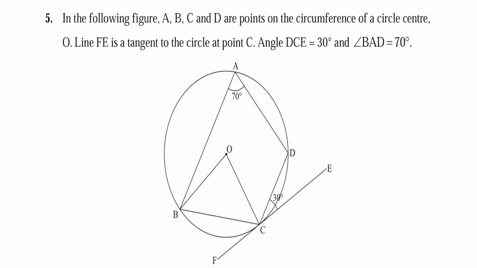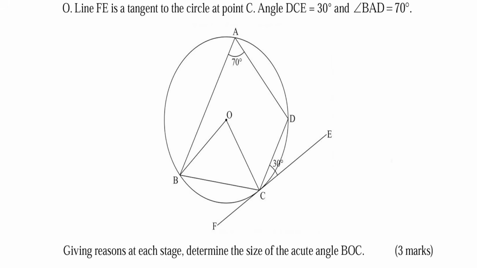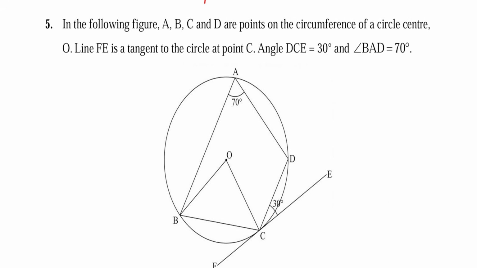Question 5. In the following figure, A, B, C, and D are points on the circumference of a circle of center O. Line FE is a tangent to the circle at point C. Angle DCE is equal to 30 degrees and angle BAD equal to 70 degrees. Now, giving reasons at each stage, determine the size of the acute angle BOC.